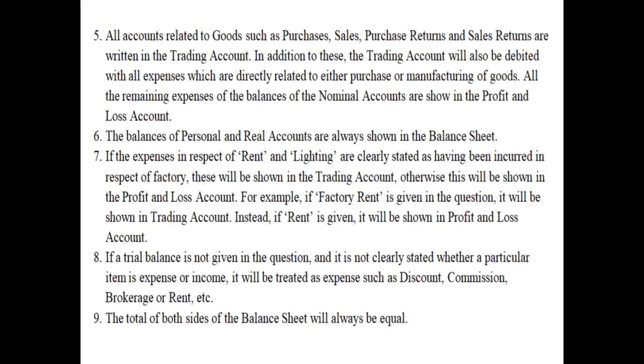But in the absence of any information in the question, if no debit or credit is given regarding these items, or not even the word paid or received is given, then in the absence of any information, we will assume it to be an expense and will show it on the debit side of the profit and loss account. For example, if only the word discount is given, neither allowed nor received, then we will assume it to be allowed and show it on the debit side of the profit and loss account.